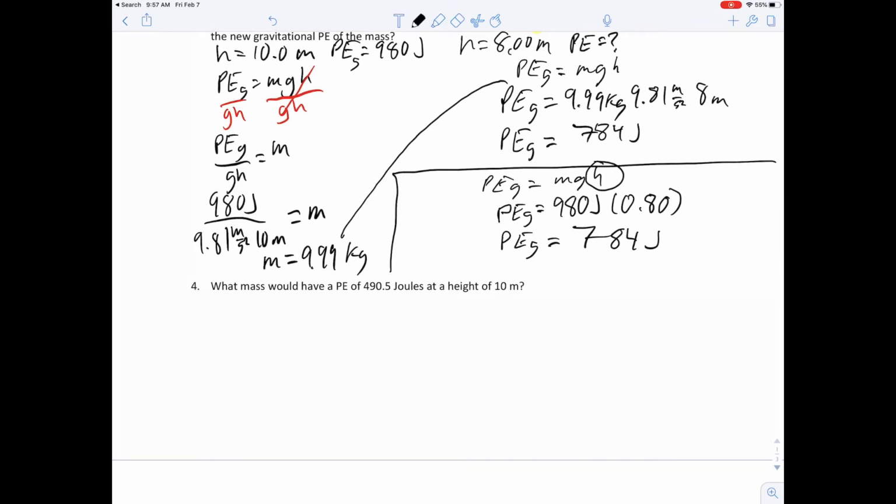Okay, so last one, dealing with potential energy due to gravity. What mass would have a potential energy of 490.5 joules at a height of 10 meters? Let's start with our knowns. This time they give us the energy in joules and the height, 10 meters, and we want to know the mass.